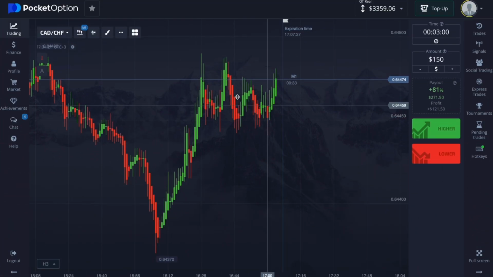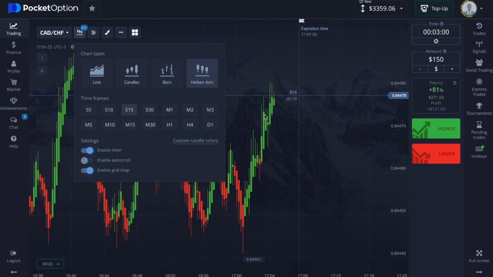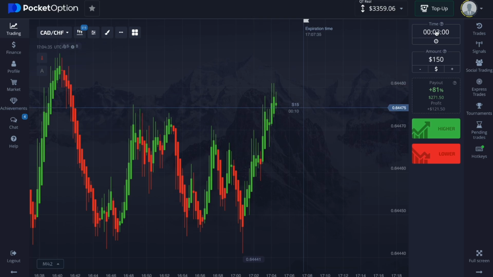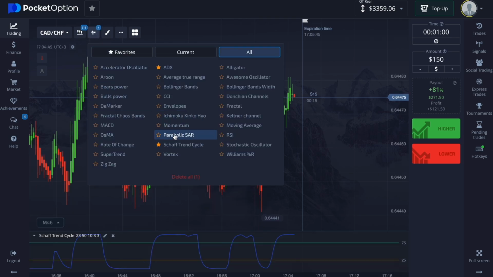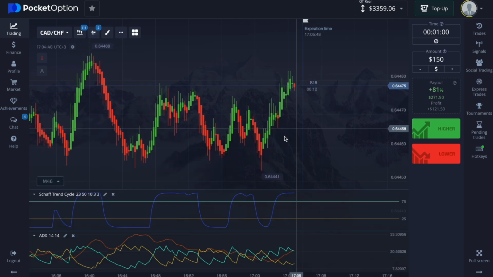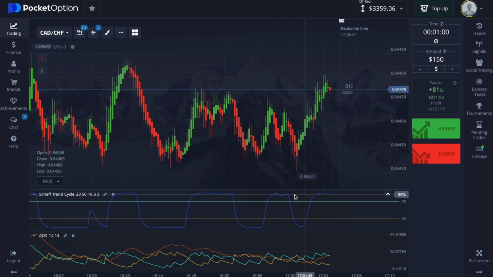Alright, let's get started. First, open the platform. Choose the Heiken Ashi chart type and a 15-second time frame for executing trades. This means each candlestick lasts for 15 seconds. Then set the trade execution time to 1 minute. In the indicators section, add the Schaff Trend Cycle and ADX indicators. These indicators complement each other, providing a comprehensive picture of the market.